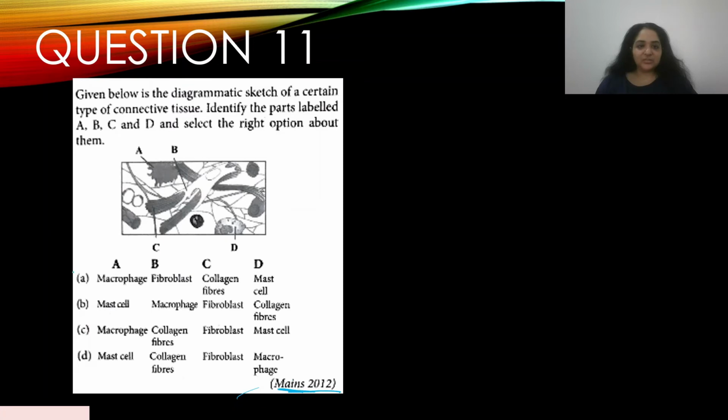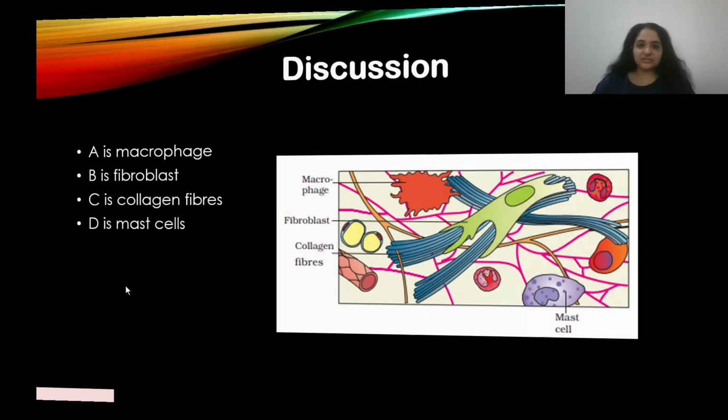So A is actually macrophage, and B is fibroblast, C is collagen, D is mast cell. So the answer should be ideally A. Okay, let's go to the discussion.